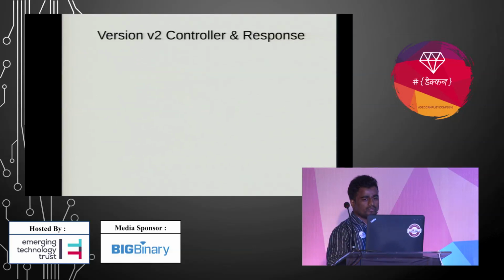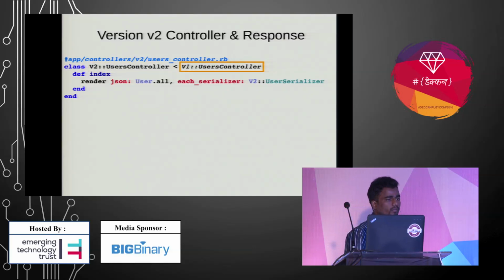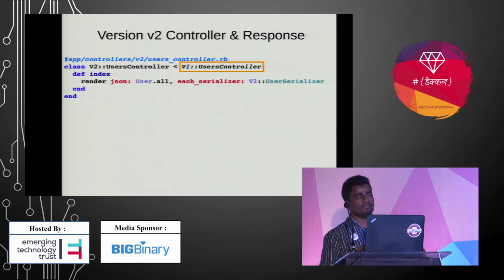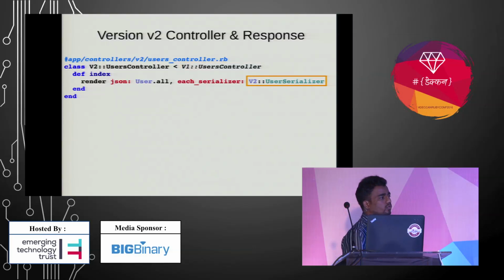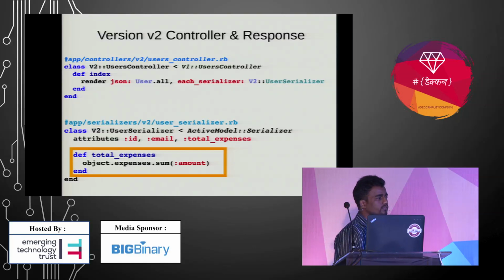Now let's see the version 2 controller response and how it is getting inherited. If you notice, version 2 users controller is inherited from version 1 users controller. This is very important if you want to support backward compatibility for your previous versions. And I am only overriding the methods that I want to update in my version 2. If you notice, I am using a separate namespace serializer for version 2, which will look like this. And I am updating the response field that I needed in the updated version of my API.